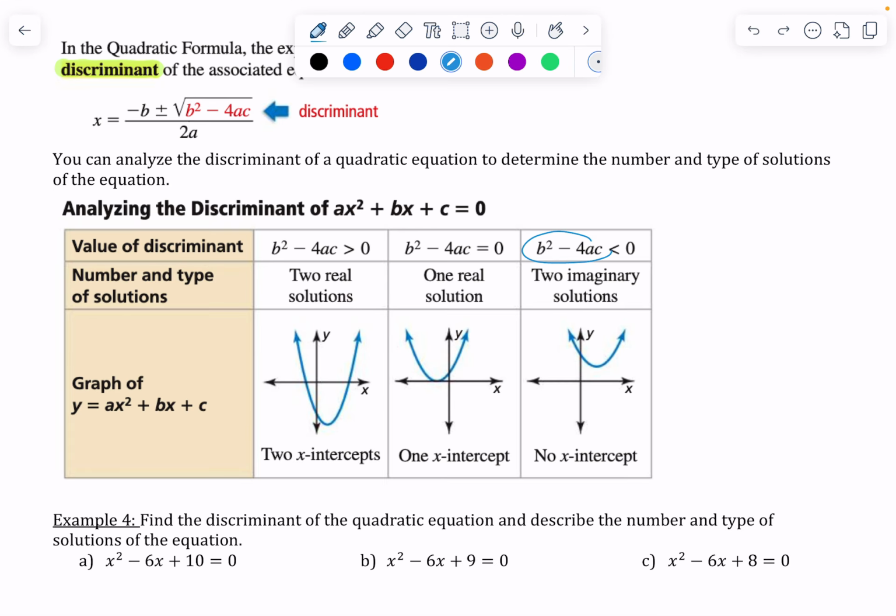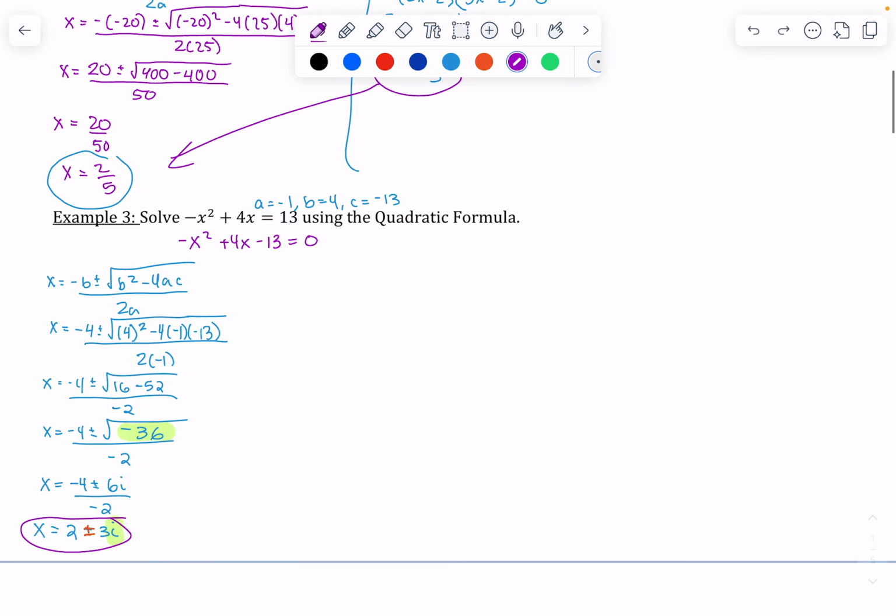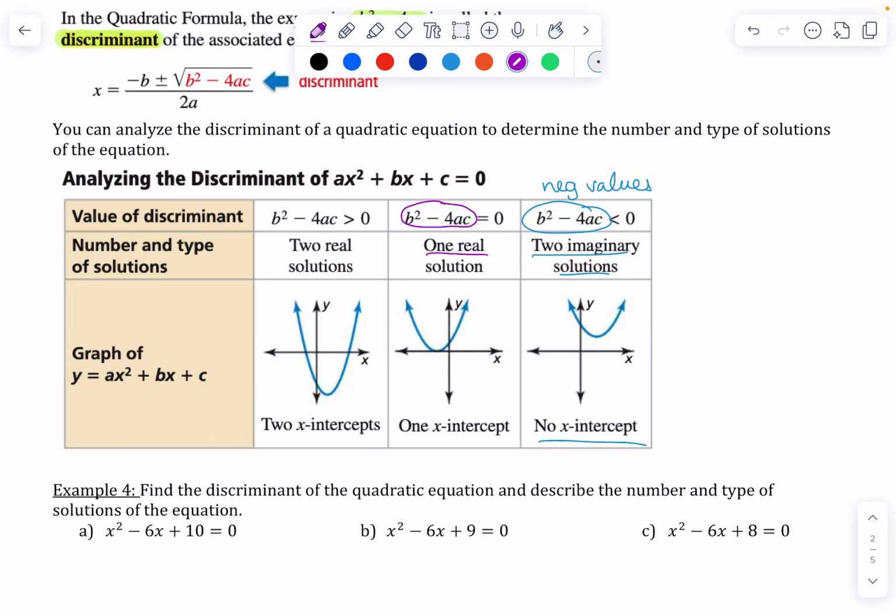So anytime the value under the radical is negative, we know that we're going to have two imaginary solutions, and we also know graphically that that means we will have no x-intercepts. If we have a value of 0 under the radical, then, like we saw in this example, because plus or minus 0 is just going to give us the same value, 20 in this case, that will produce only one real solution, one x-intercept, and that x-intercept will also end up being the vertex of the parabola.